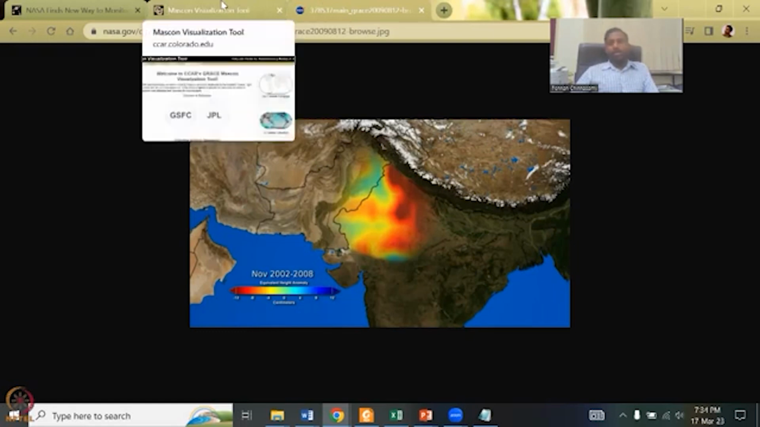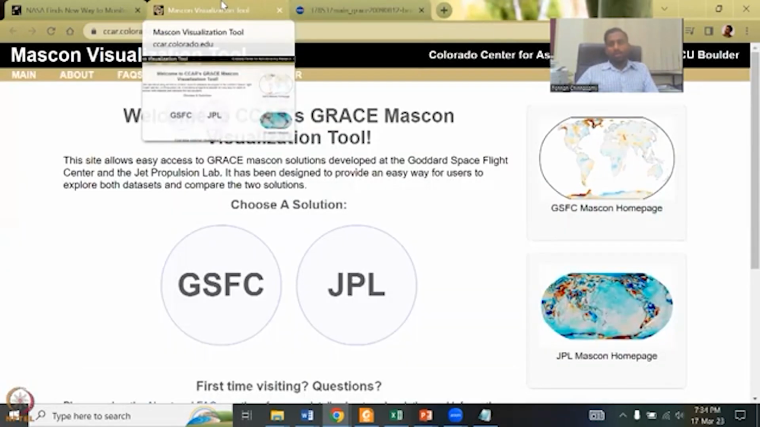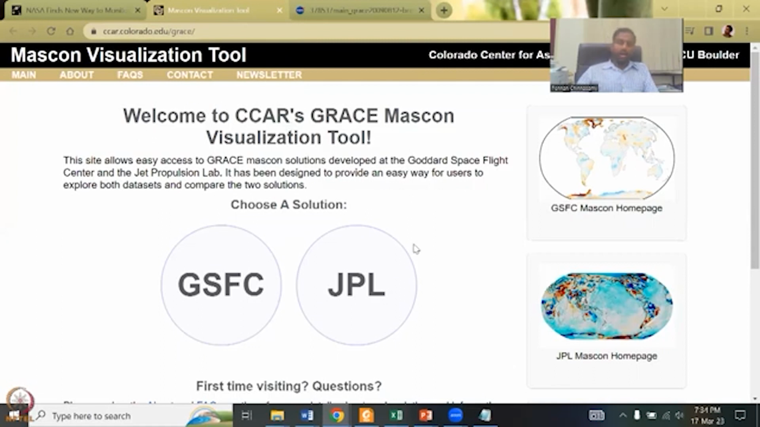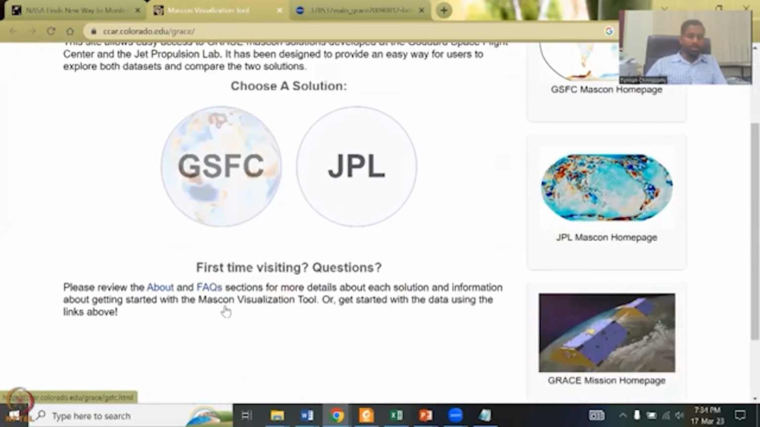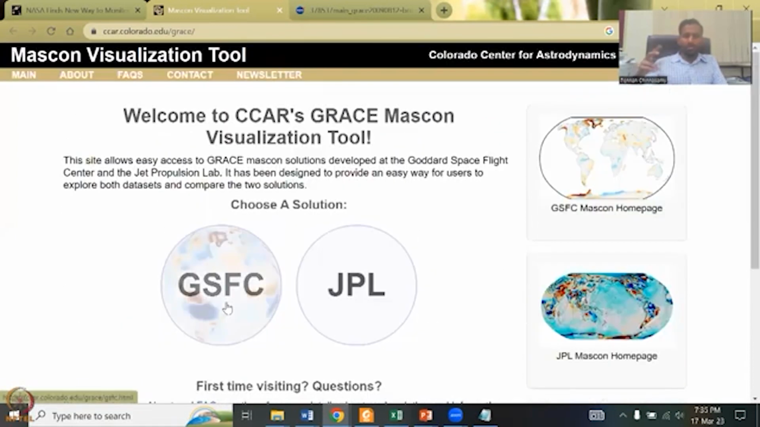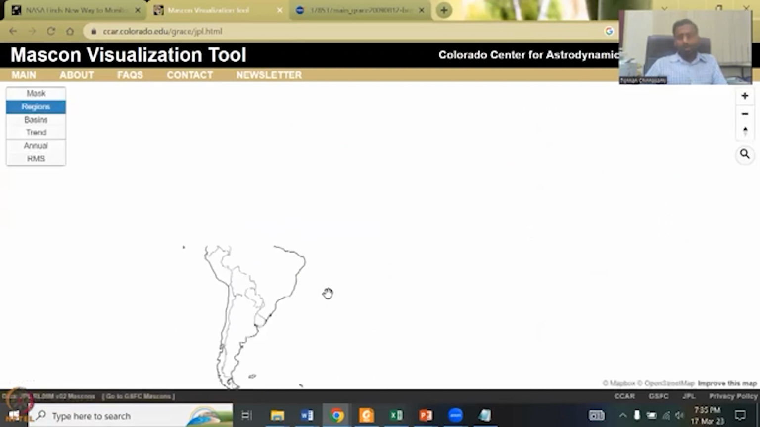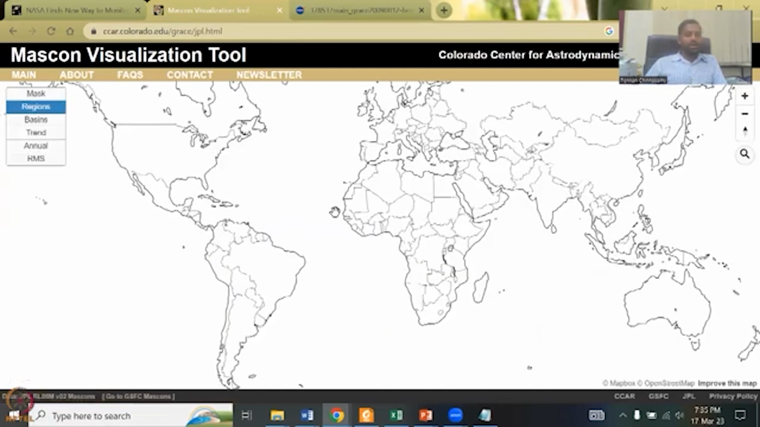So the second link is the CCAR, colorado.edu grace. When you open this, there's a visualization tool. So you don't have to process the data. Everything is processed for you in this particular visualization tool. You can go to GSFC, the German algorithm. There are multiple different algorithms, or the JPL, Caltech, Colorado's US version. I normally use the US version because a lot of papers have used the US version. And then we'll go here.